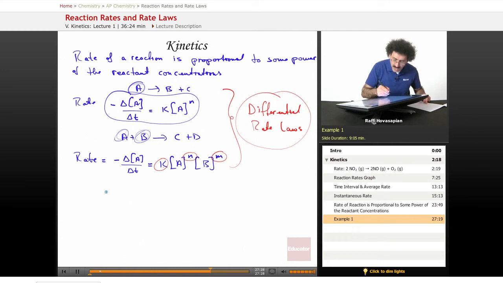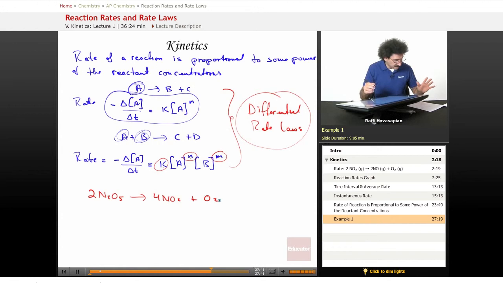Let's start with the reaction. 2N2O5 becomes 4NO2 plus O2. Okay. Now, let me just put in carbon tetrachloride. So this happens in carbon tetrachloride solution.